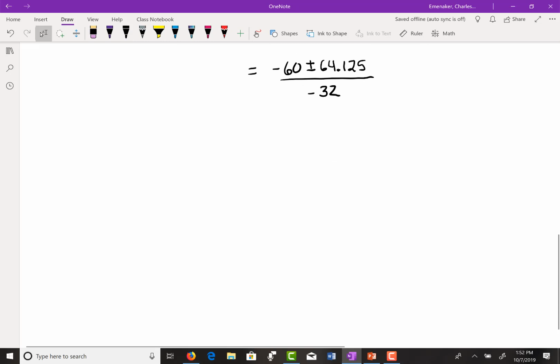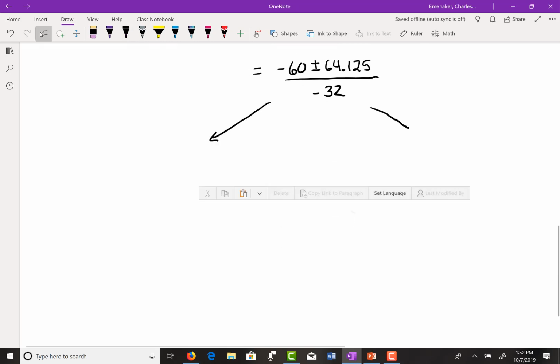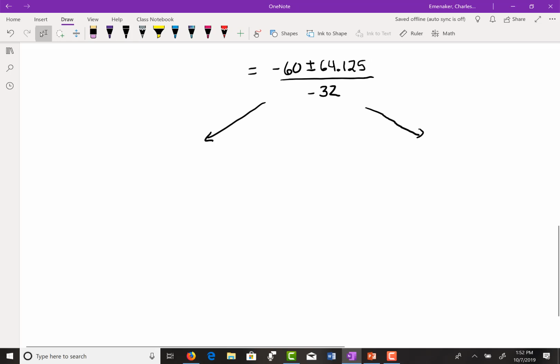We're going to get 2 answers, aren't we? We're going to get one answer where we add the 64. So we have a negative 60 plus 64.125 divided by a negative 32. And we're going to get another answer, a negative 60 minus 64.125 divided by a negative 32.